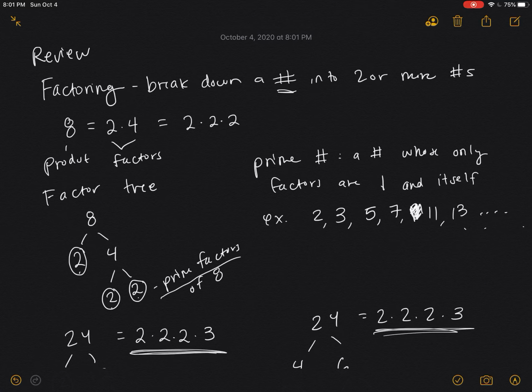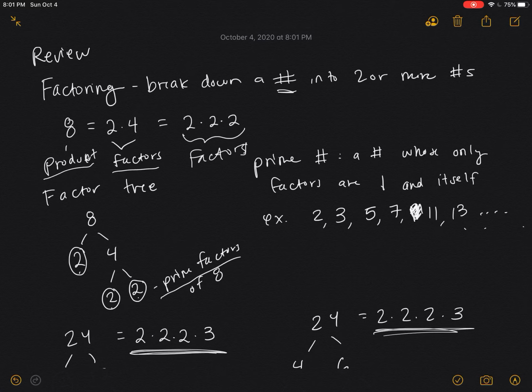So for example, you have 8, and you can break it down into 2 times 4, or you can break it down even further into 2 times 2 times 2, right? 8 is the product, and 2 and 4 are the factors. Or you could go even further and write all the 2's, 2 times 2 times 2. Those are all the factors, and if you multiply them together, you get 8. So you have three 2's.